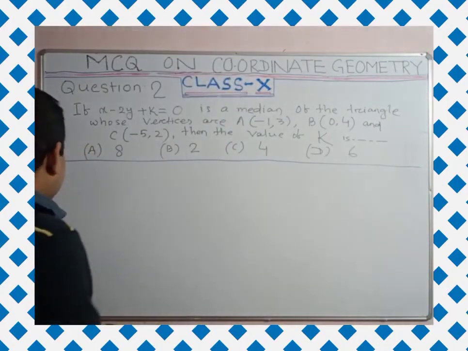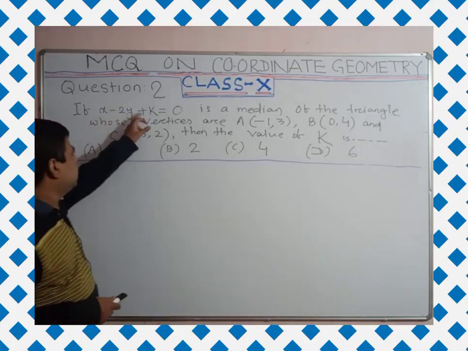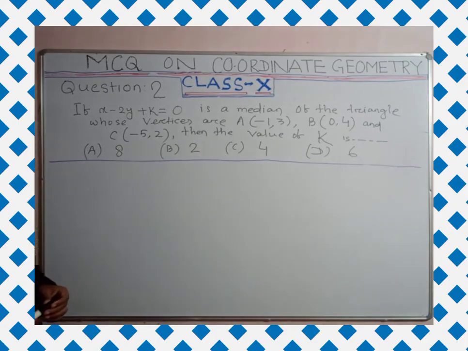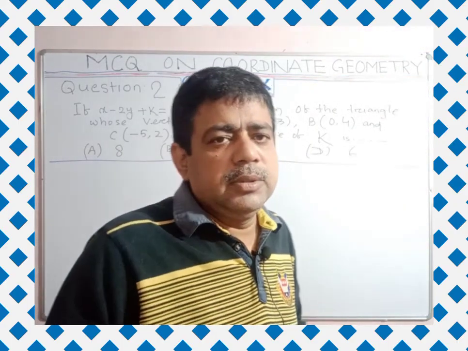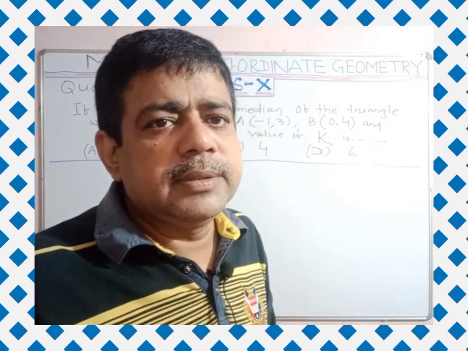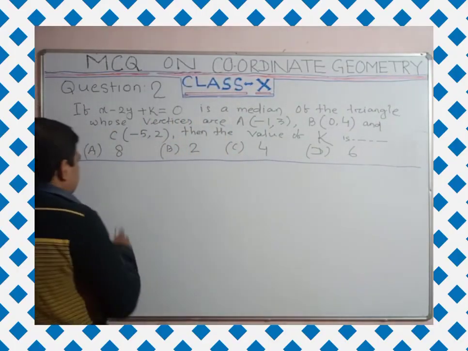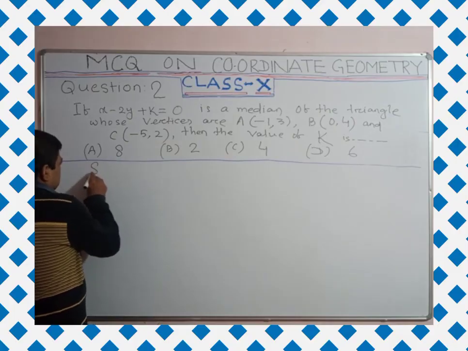Okay, here x minus 2y plus k is the median. Look at the question: x minus 2y plus k is equal to 0. Okay, understand? Since the three vertices of the triangle are given and the median of the triangle is given, and we know the centroid of the triangle lies on the median. Yes or no? So here you find out the centroid. Here A, B, C are the three vertices of the triangle.